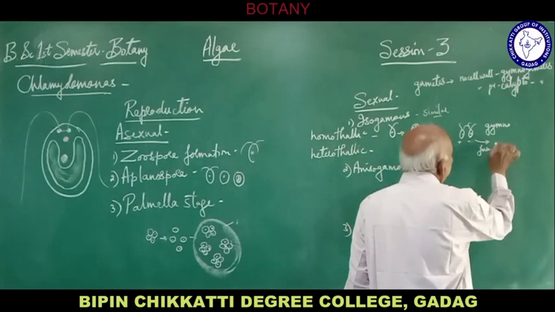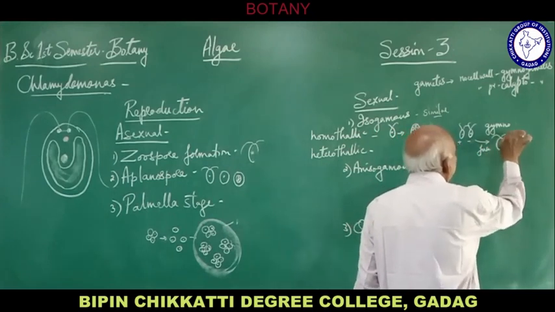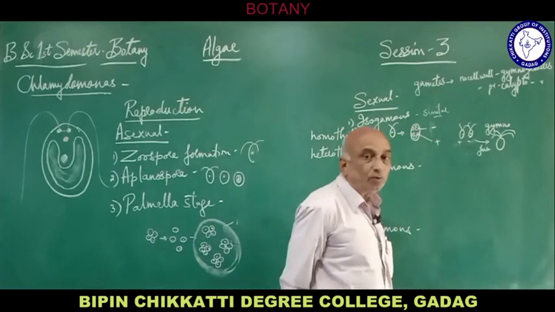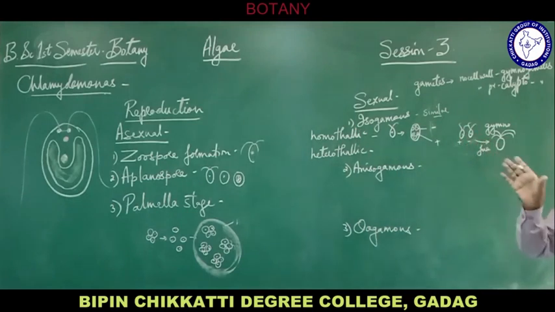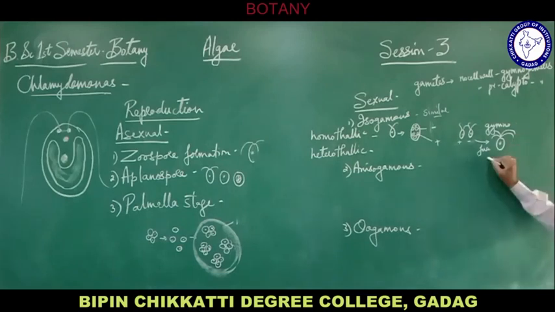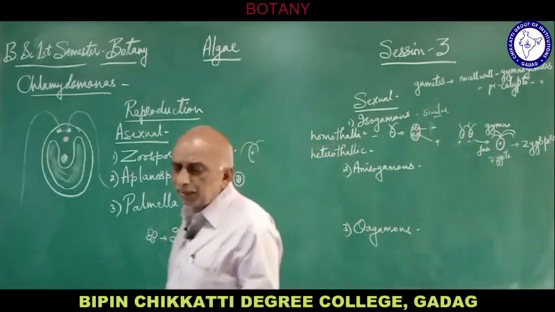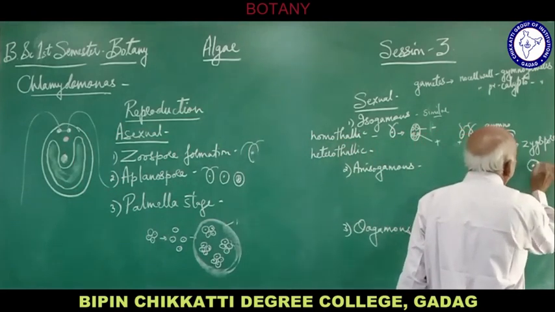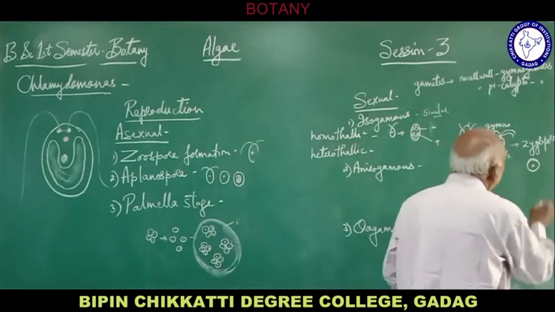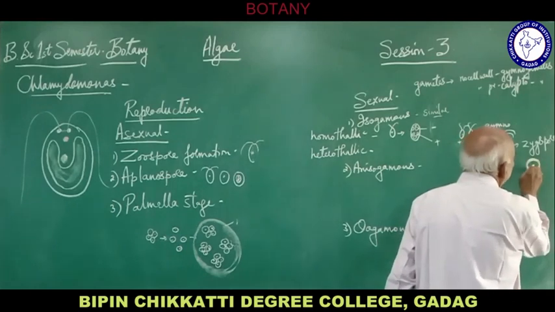So when they fuse each other, they form a single cell which has 4 flagella like this. Quadriflagellate it is called. So these are biflagellate. When these two fuse, the 2 pairs of flagella remain in a single cell, and this is called the zygote. The zygote further develops into a structure called the Zygospore. This Zygospore does not have any flagella. It develops a thick wall around it, and this is called the Zygospore.